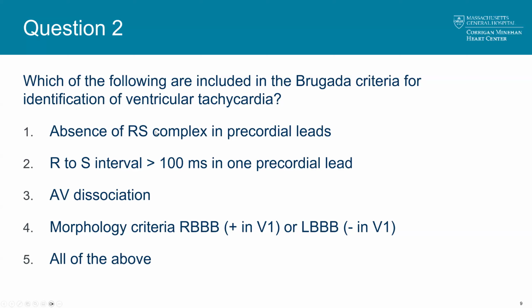Number one, is it absence of an RS complex in the precordial leads? Number two, is it an R to S interval greater than 100 milliseconds in at least one precordial lead? Number three, is it AV dissociation? Number four, is it morphology criteria, meaning a right bundle branch block, meaning positive in V1, or a left bundle branch block, or negative in V1? Or is it all of the above? And the answer here is, of course, all of the above. All of these things are listed as being part of the Brugada criteria, meaning if you observe these things, the pretest probability that the arrhythmia that you're looking at is more likely to be a ventricular tachycardia.